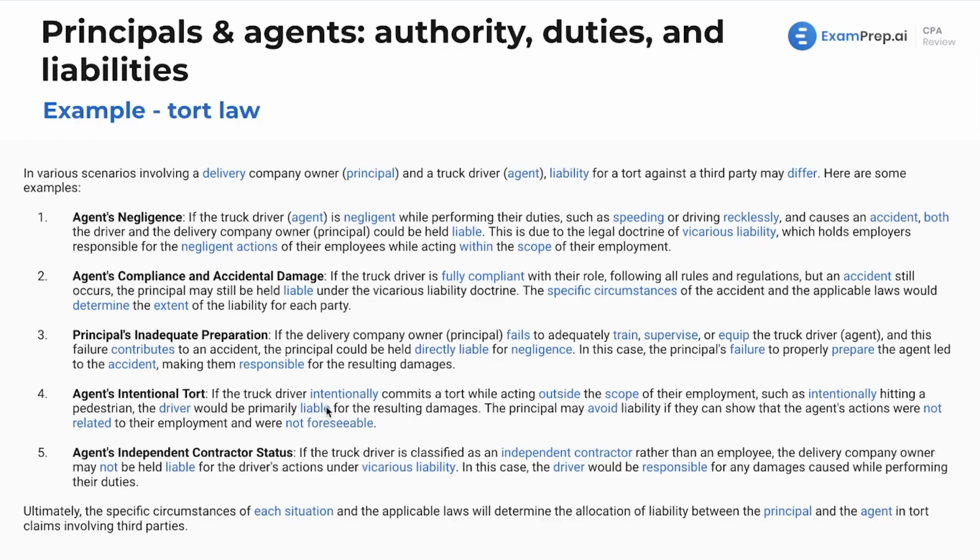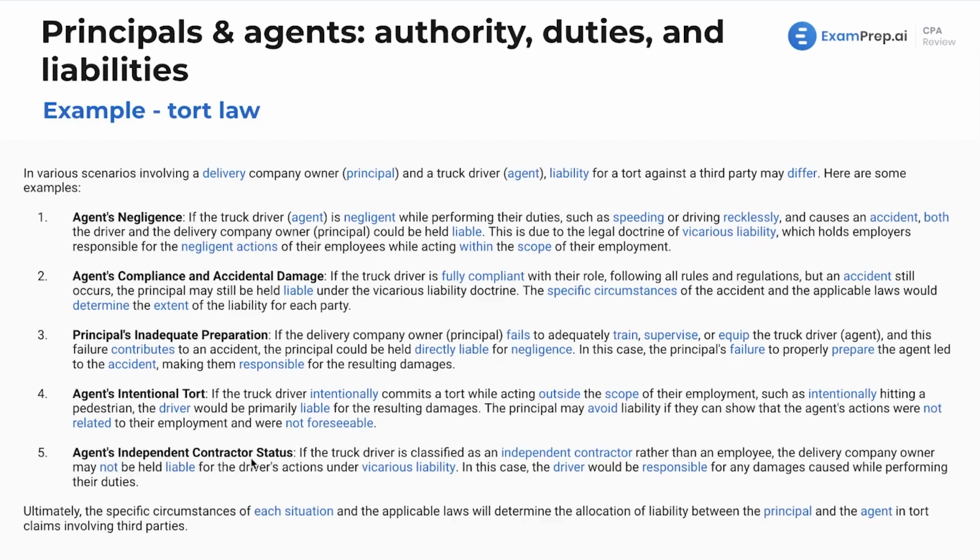Next, we've got the agent's intentional tort. If the truck driver intentionally commits a tort while acting outside the scope of their employment, such as intentionally hitting a pedestrian, the driver would be primarily liable for the damages. Again, pretty much makes sense. I think that seems the most fair. The principal may avoid liability if they can show that the agent's actions were not related to their employment and were not foreseeable.